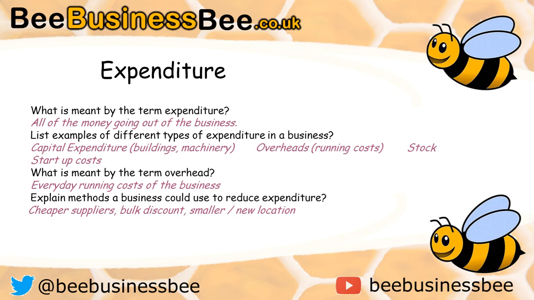The term expenditure means all the money going out of a business. Typical examples of different types of expenditure you could list could be capital expenditure. Remember, capital expenditure is big things, buying expensive items like your building or your machinery. That could be one type of expenditure. You could have overheads. They are your ongoing costs, your running costs. You could have expenditure on stock, or expenditure on startup costs. They're all typical examples of expenditure.